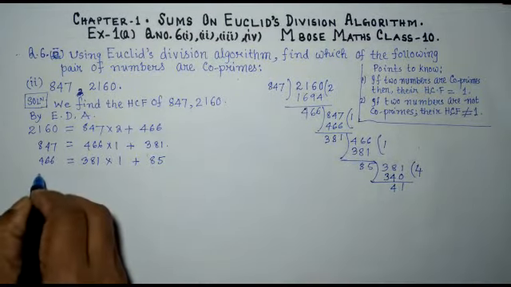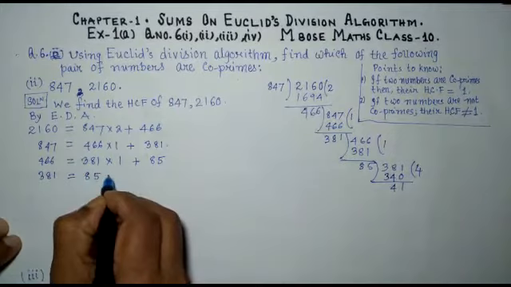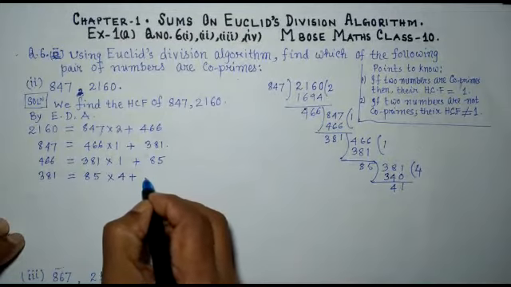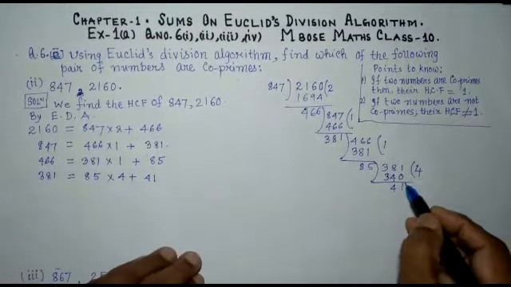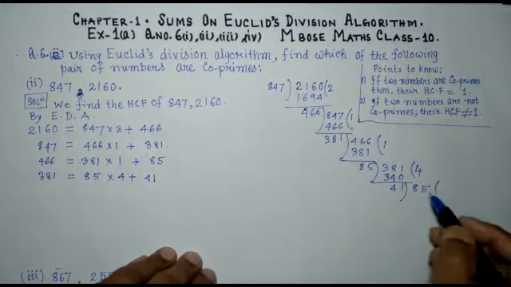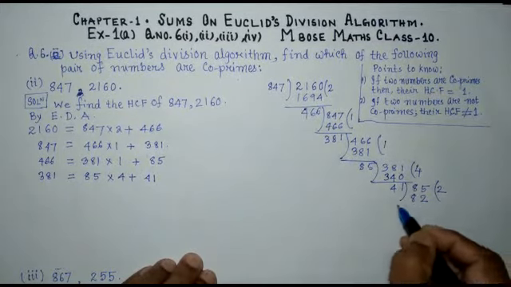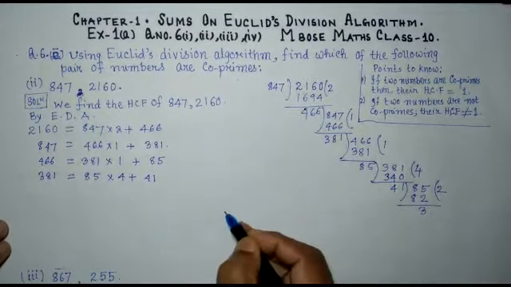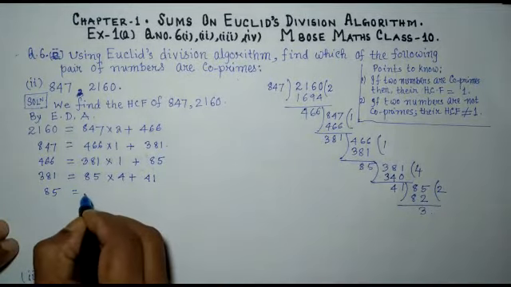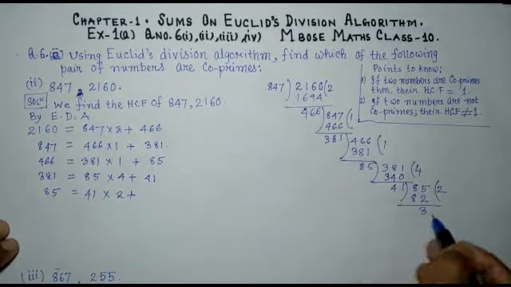So we write for this division: 381 is equal to the divisor 85 into quotient 4 plus the remainder 41. Now by this remainder 41 we will divide the divisor 85, so it is only 2 times, it will be 82. So subtracting, here is 3, so we write: 85 is equal to divisor 41 into quotient 2 plus remainder 3.